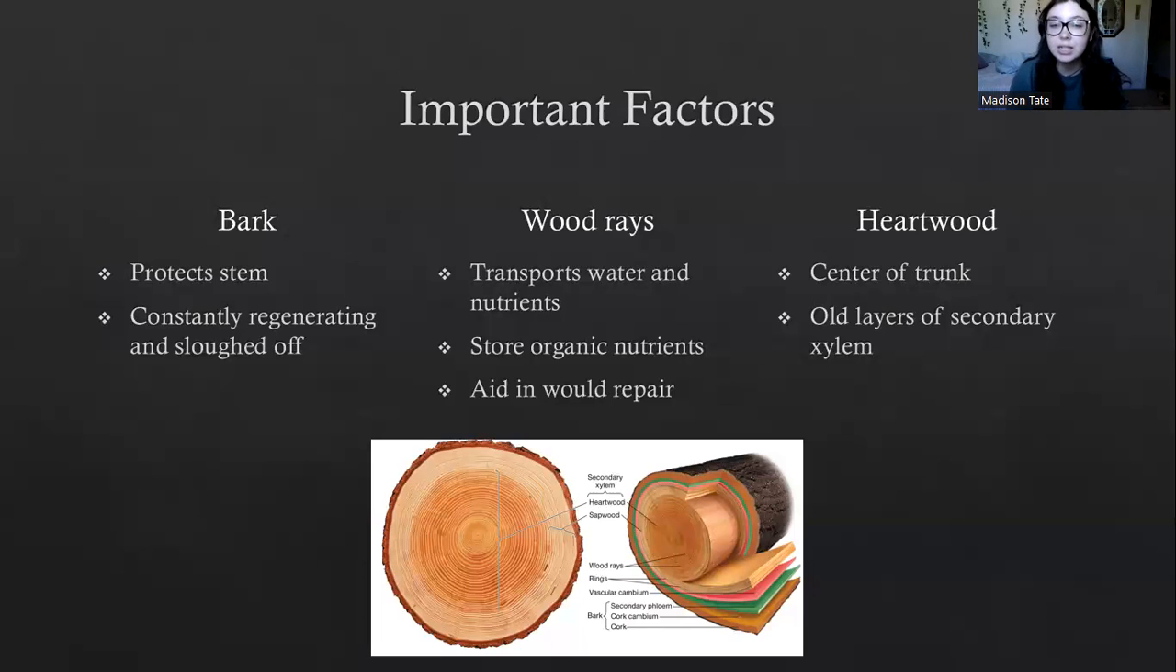Heartwood, like you can see in the diagram, is the center of the trunk, and there are old layers of secondary xylem in them. These old layers cannot transport water anymore. Therefore, this is how it gets its resistance to rotting. All the cells are clogged with resins and other compounds. This is how the wood is resistant to rotting.